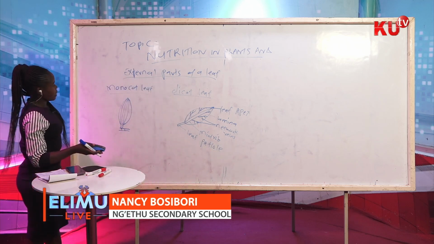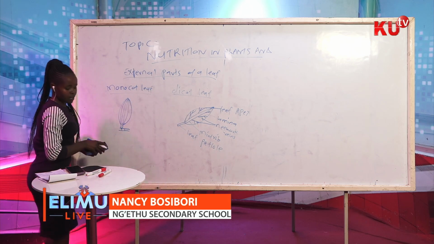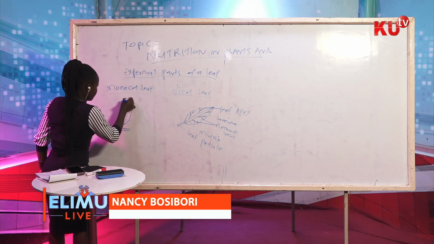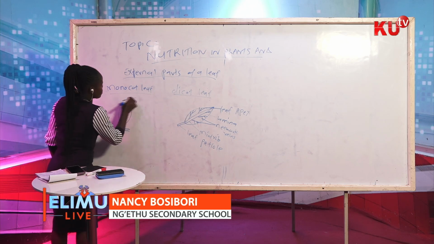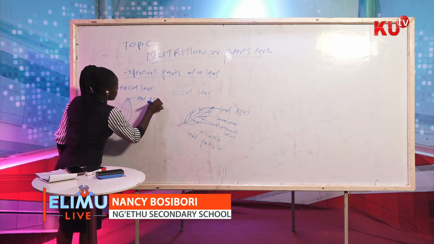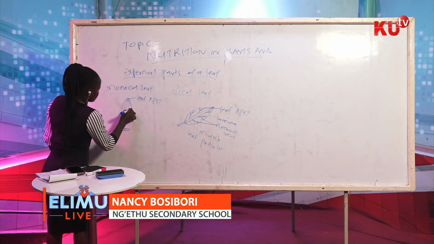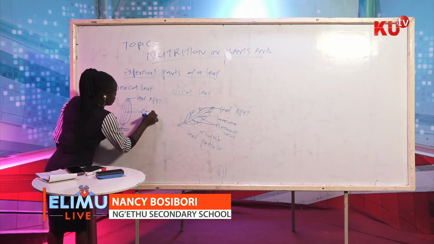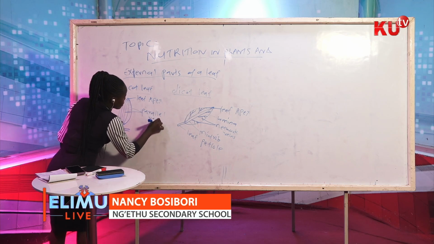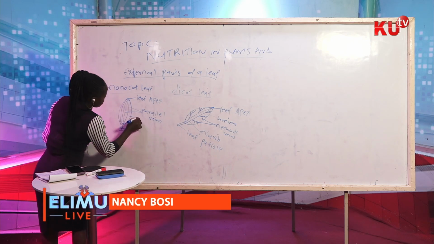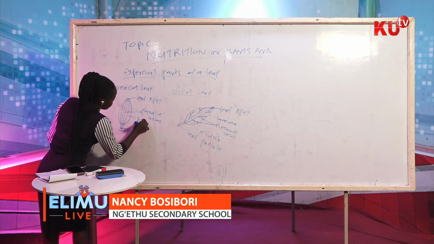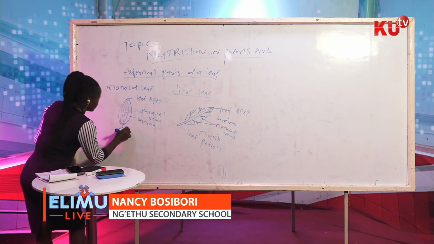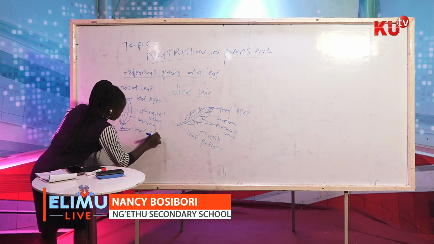And for the structure of the monocot leaf, I have not drawn it clear, but you will be able to see. This is the leaf apex. This is the parallel veins. This is the narrow lamina. It doesn't have the midrib. And this is what? The leaf sheath.